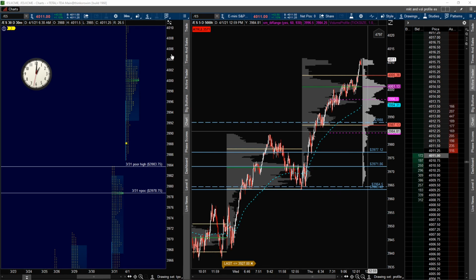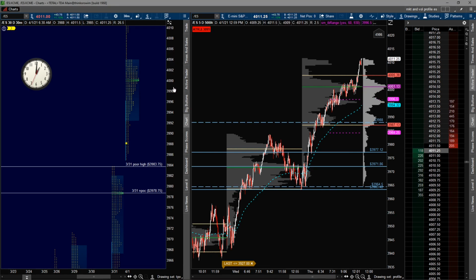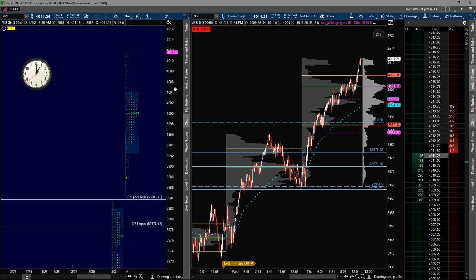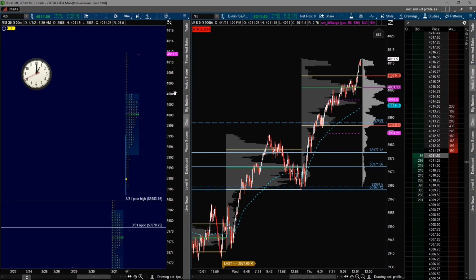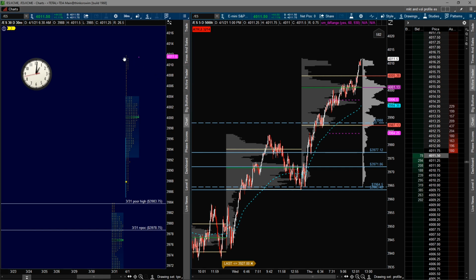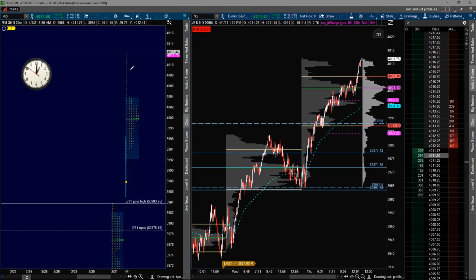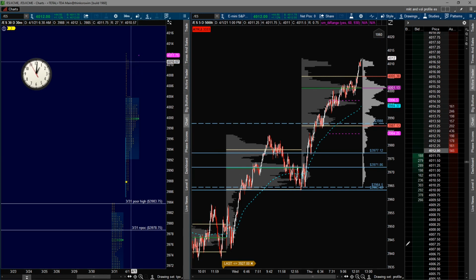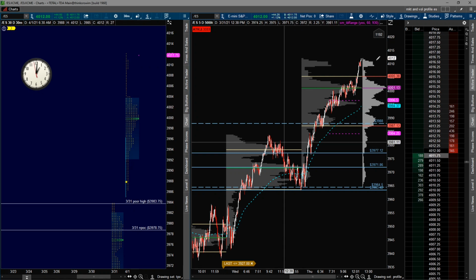Let me shift this down here on the market profile. Market profile put in a poor high here, so it's likely going to run a little bit higher. But if it pulls back and fills this single print, there you go, it took out that poor high. All right, maybe get a little cutoff here. Let's see.